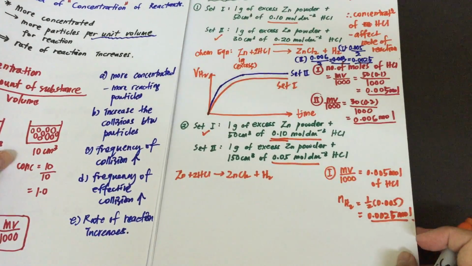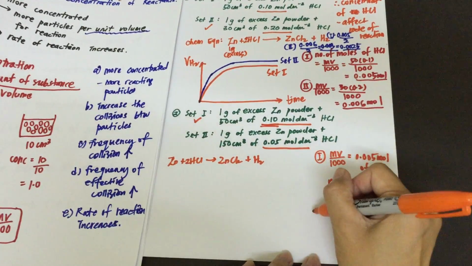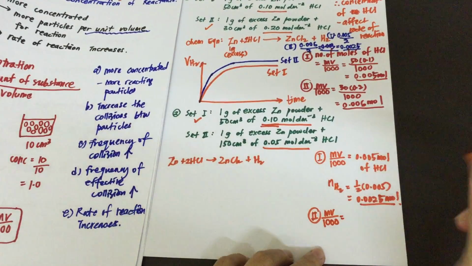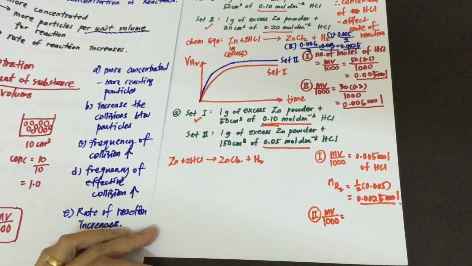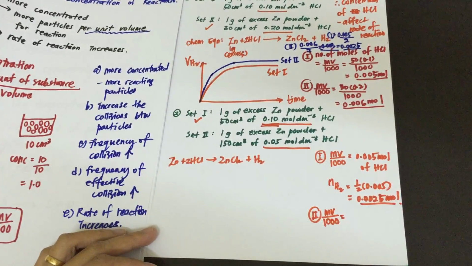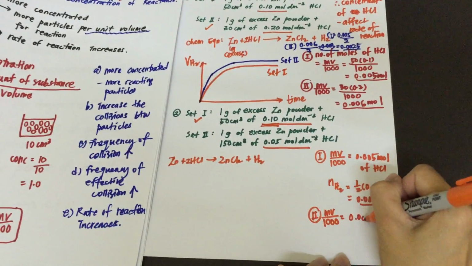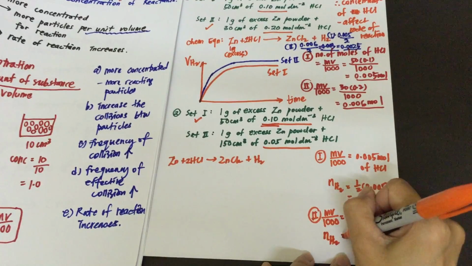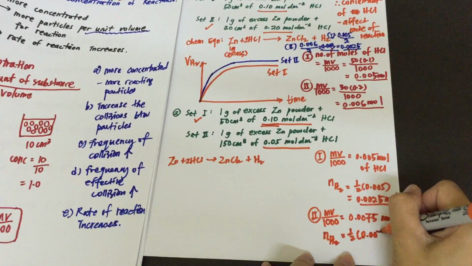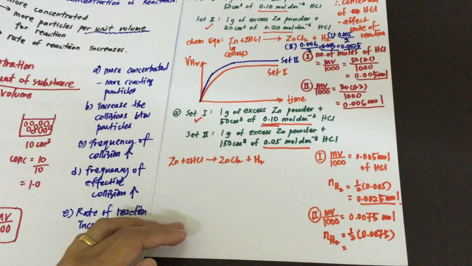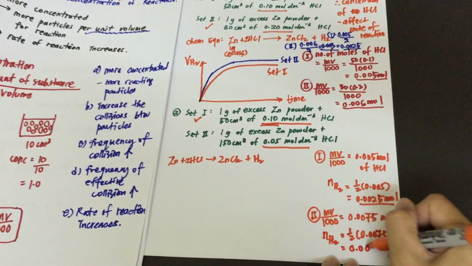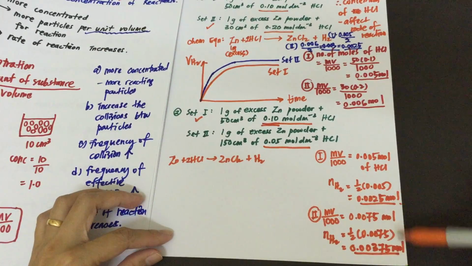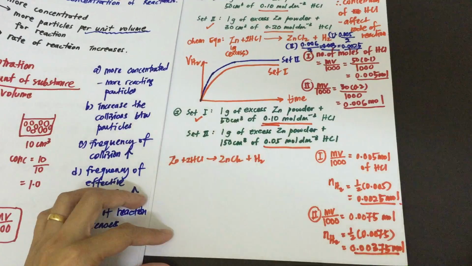Okay, I'll shift a little bit. And now the second set will give us the number of moles of HCl of 0.0075 mole. Okay, then the number of moles of hydrogen according to the equation will be 0.00375 mole. So, students, please compare yourself the two different numbers of moles of the hydrogen gas.